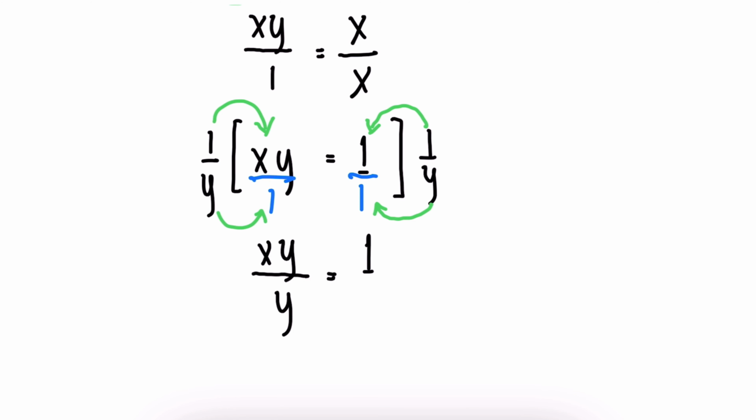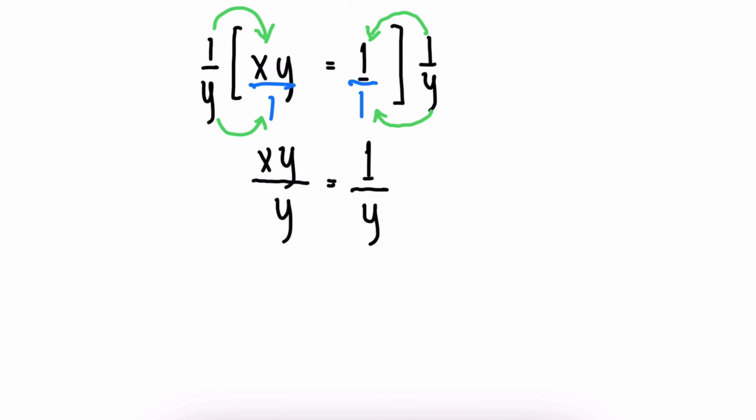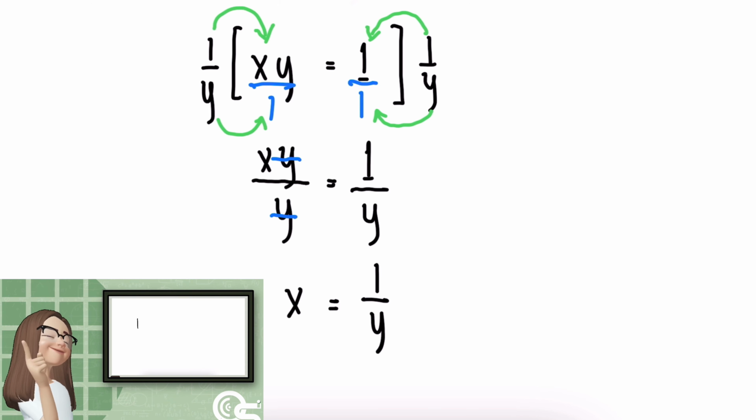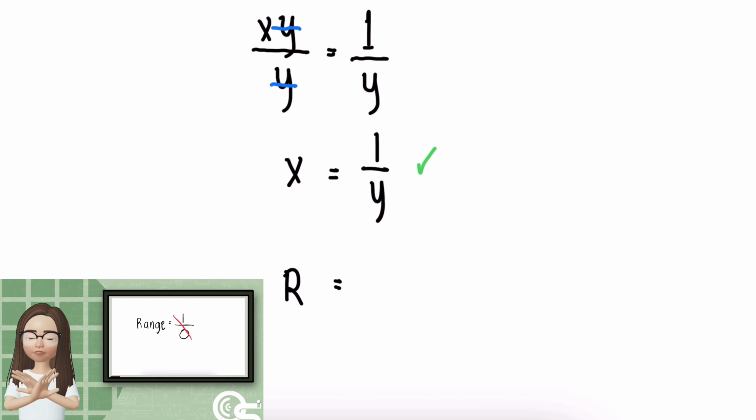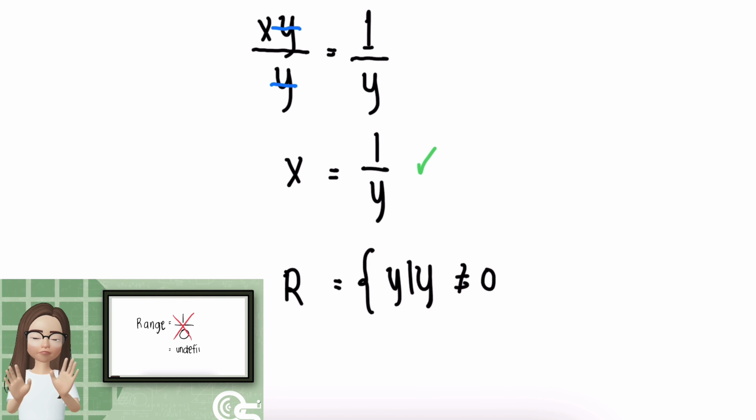Then y multiplied by 1, that is equal to y. To simplify the equation, on the right side of the equation, cancel y. So the resulting equation now is x is equal to 1 over y. So the given equation now is in x form. Therefore, the range is not equal to 0. In symbols, range is equal to y such that y is not equal to 0.